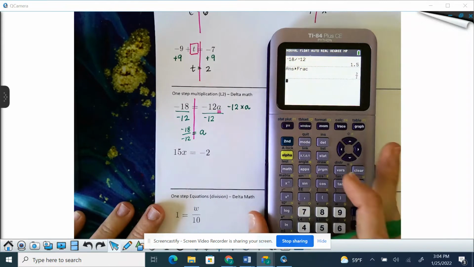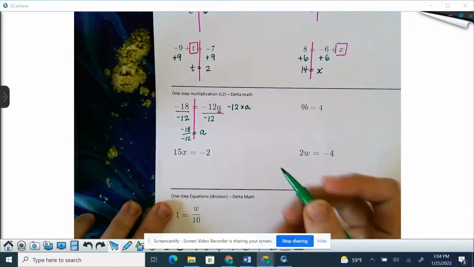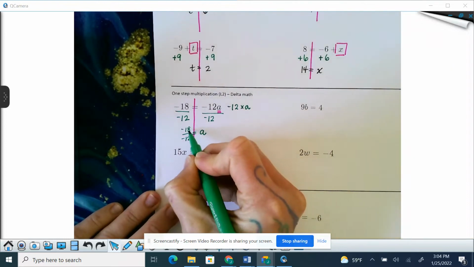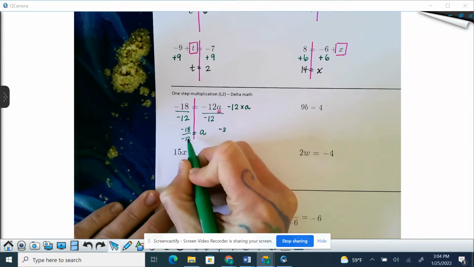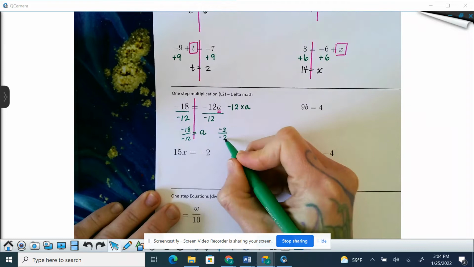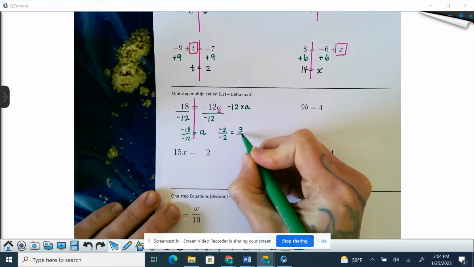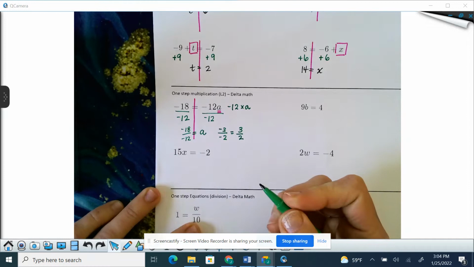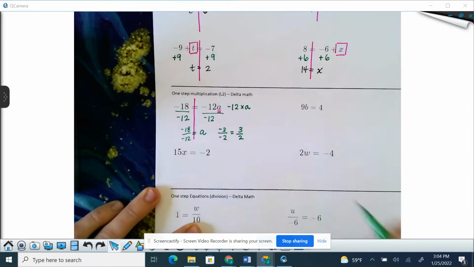If you don't want to use your calculator, because most of the ones I'm going to give you are pretty easy, you find a common factor. So 6 goes into 18 3 times, so negative 3. 6 goes into negative 12 2 times, it's negative. But a negative and a negative make that a positive, because a negative divided by a negative or a negative times a negative will always give you a positive outcome.